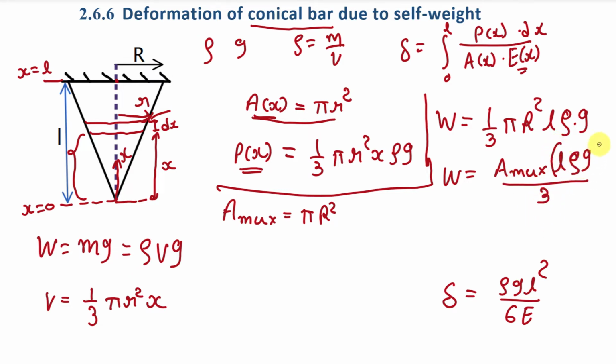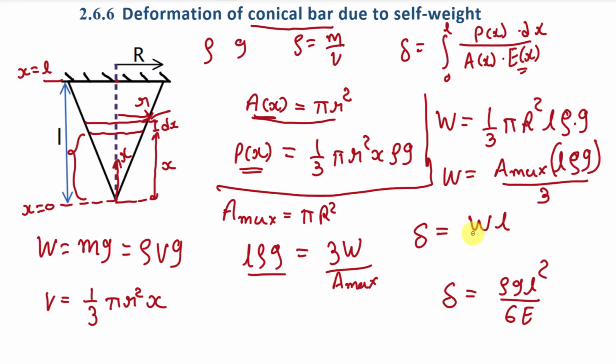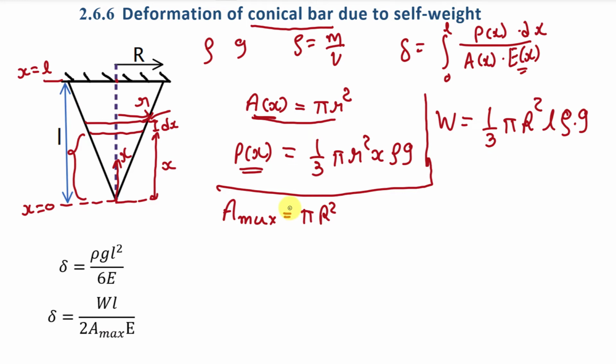So from here what will be L into rho into G? L into rho into G will be 3 into W divided by area maximum. Right? And here you can see that there is rho into G into L. Here this is L square, means we can write it as L into L. So if we put value of L into rho into G here, then you will get delta is equal to W into L divided by 2 into area maximum into E. So if weight is given, then you can use directly this formula. So from here you have to remember these two formula.